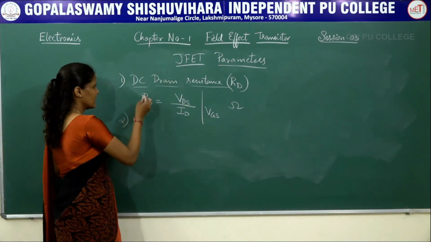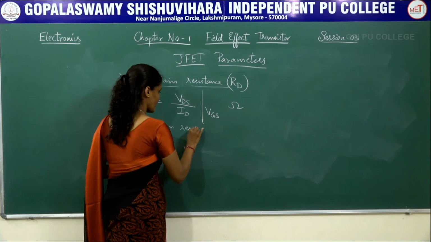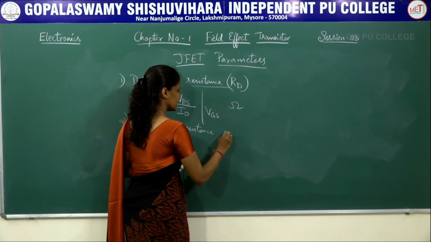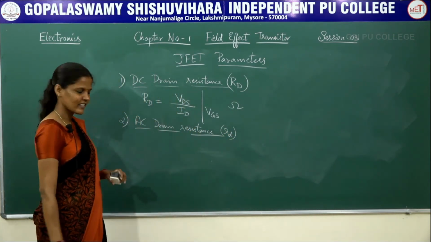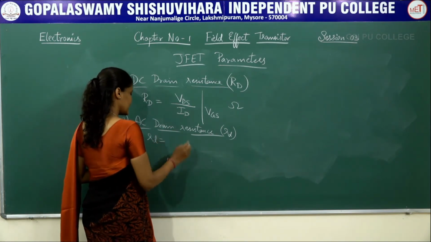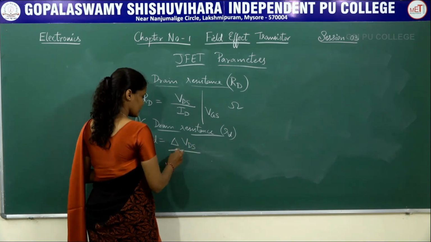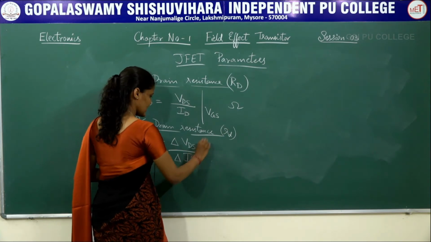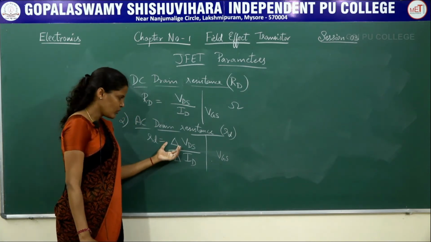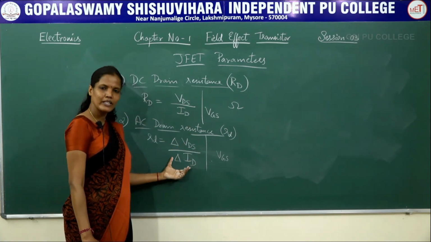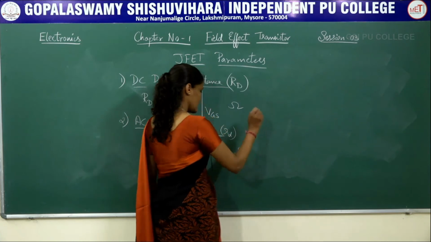Coming to the next parameter, that is AC drain resistance, small letter rd. It is also called the dynamic drain resistance, which is given by the ratio of a small change in VDS to the corresponding change in ID, keeping VGS constant. It is the ratio of small change in drain to source voltage to the corresponding change in drain current, keeping VGS constant. Even this will be measured in ohms.